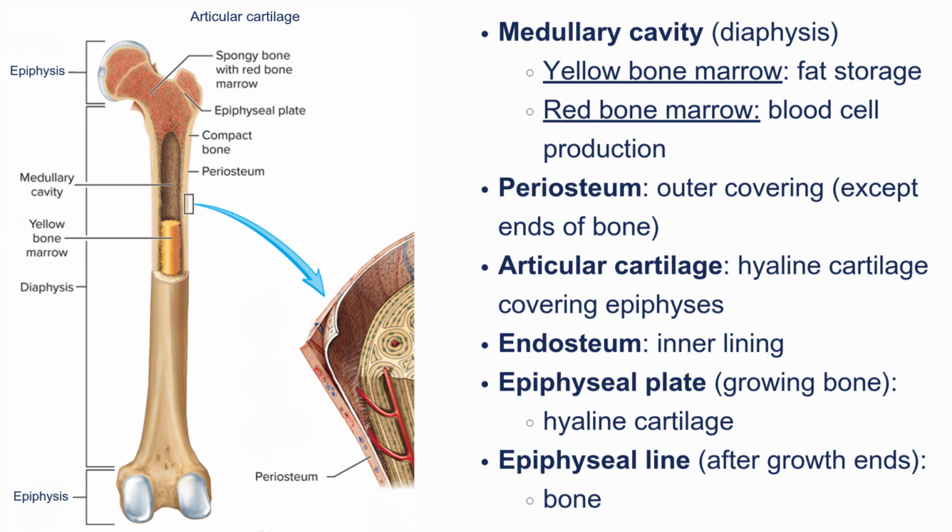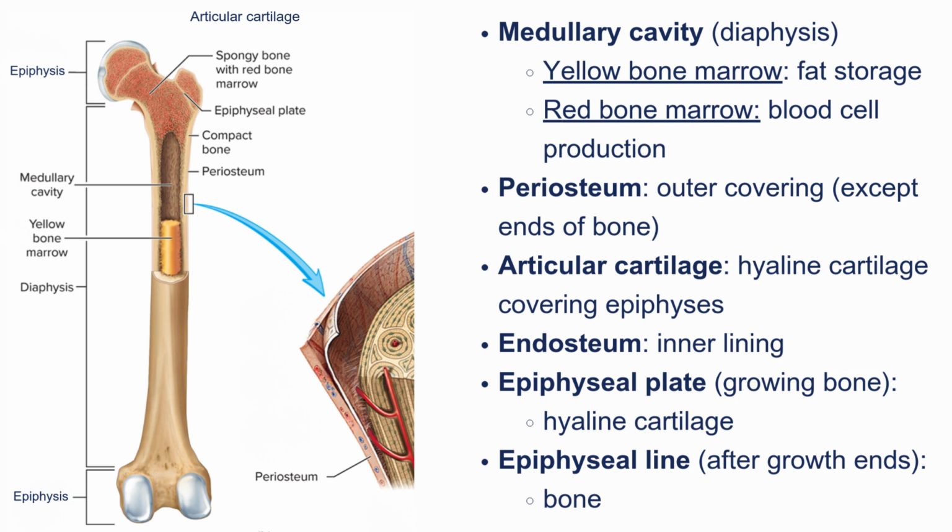Now that we've seen the overall structure of a long bone, let's look at the key features inside and on the surface of it. Inside the diaphysis, or the shaft, is the medullary cavity. In adults, this cavity usually contains yellow bone marrow, which is where we store fat. Isn't that strange? We have fat inside of our bones. In infants, it is filled with red bone marrow, where red blood cells are produced. Red bone marrow is found also in the spaces of the spongy bone found at the ends of the long bone.